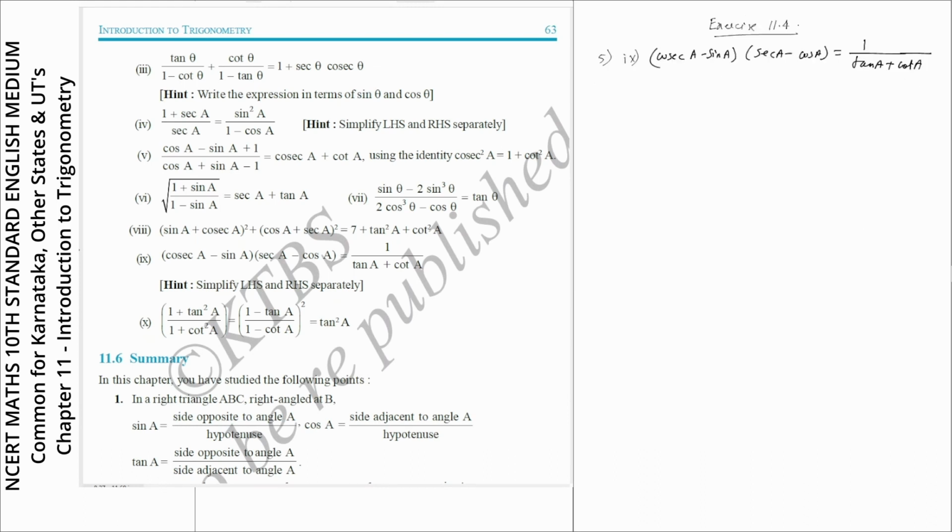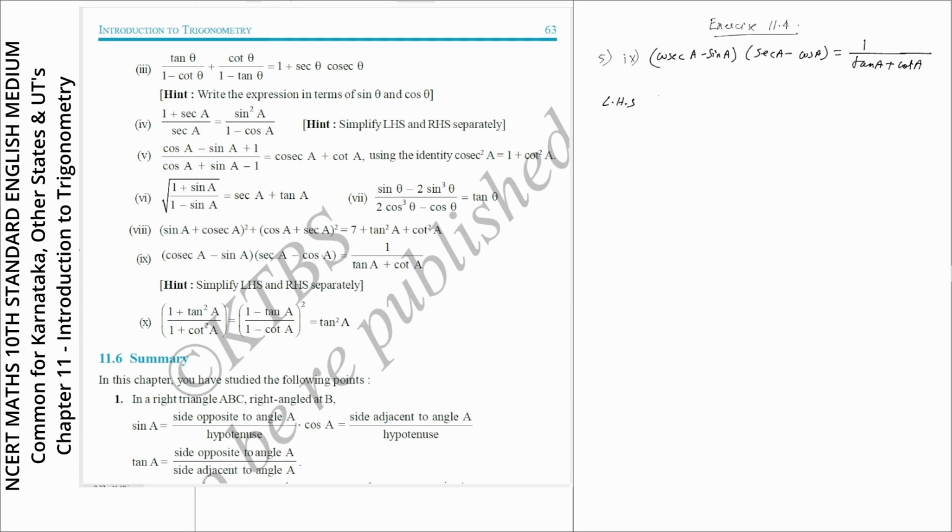Exercise 11.4, question number 5, sub question 9. Prove that cosecant A minus sin A into secant A minus cos A is equal to 1 by tan A plus cot A. So they have given some hint. Simplify left hand side and right hand side separately. So I'll first go with left hand side.